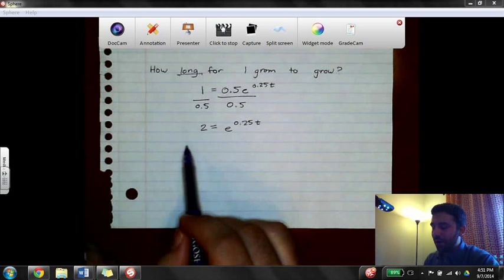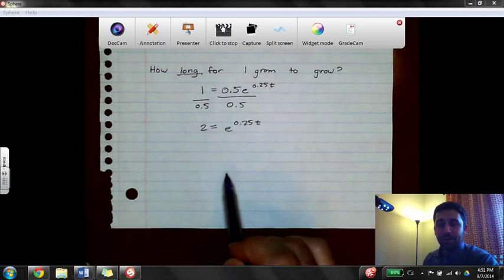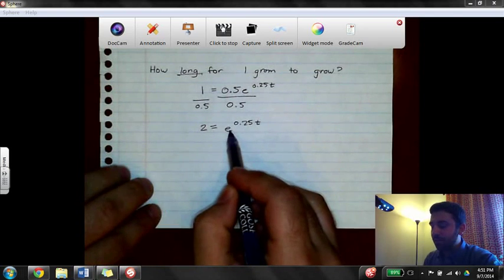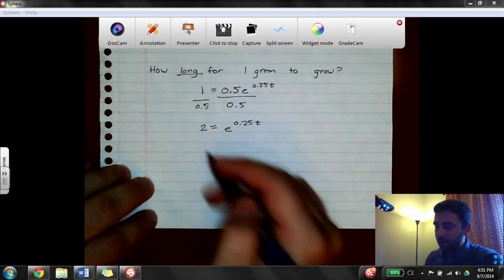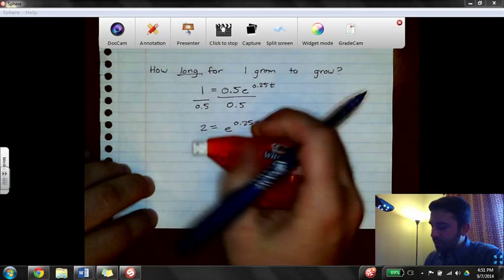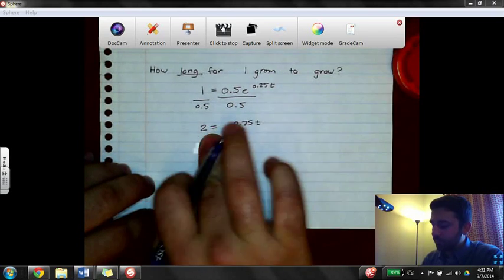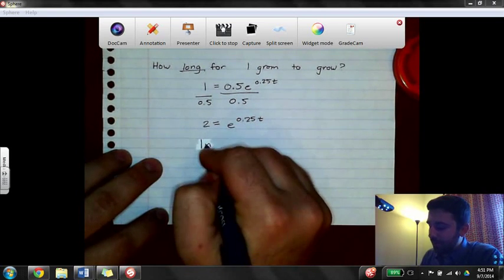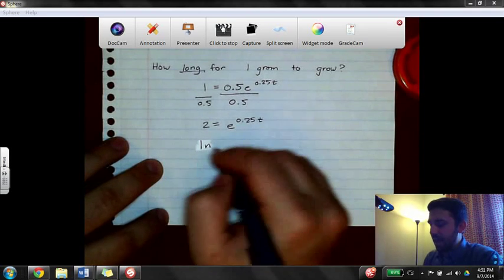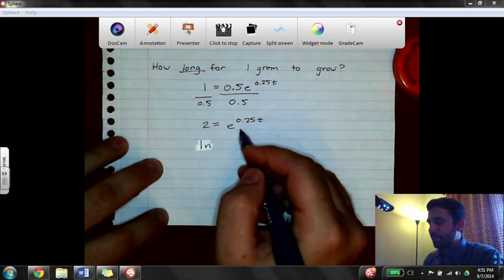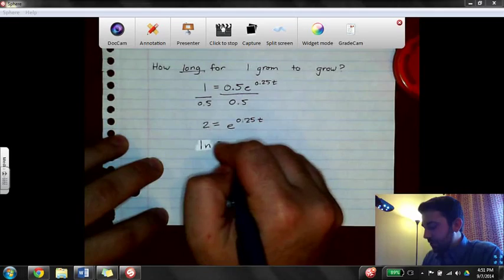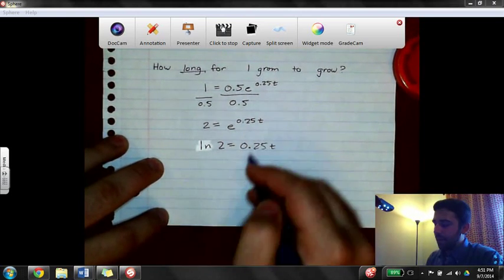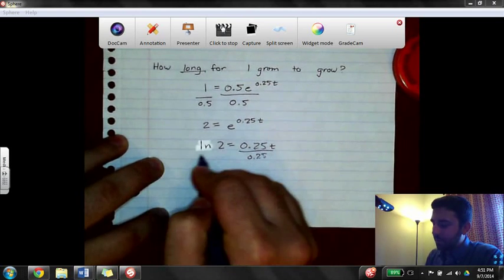Typically, we would write log base whatever the exponent base is, but since we don't have a log base e, we have to use the log specific for e, which is the natural log, also discussed in a previous video. The natural log we write as ln of 2 equals 0.25t, and then to solve I would divide by 0.25.